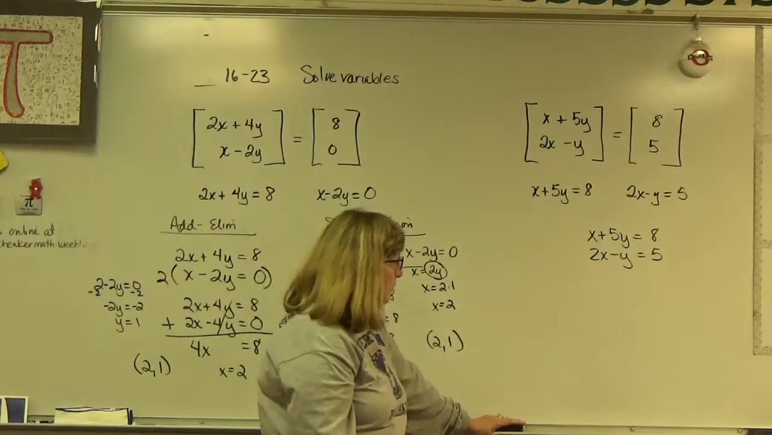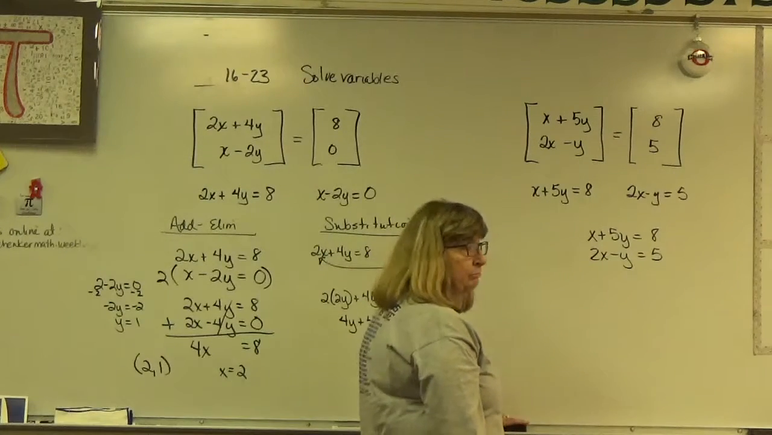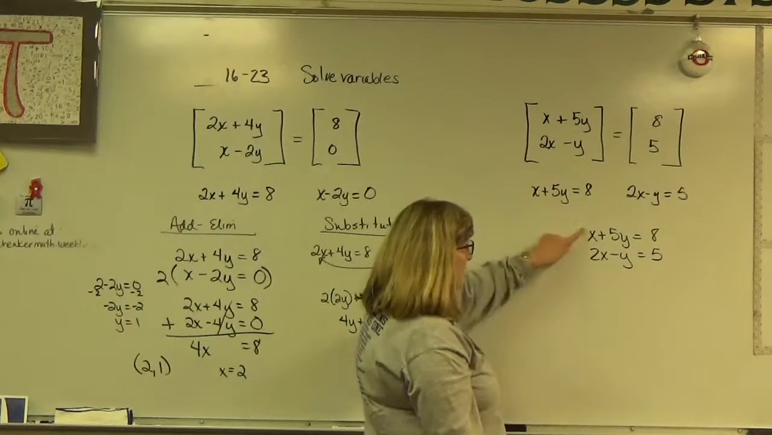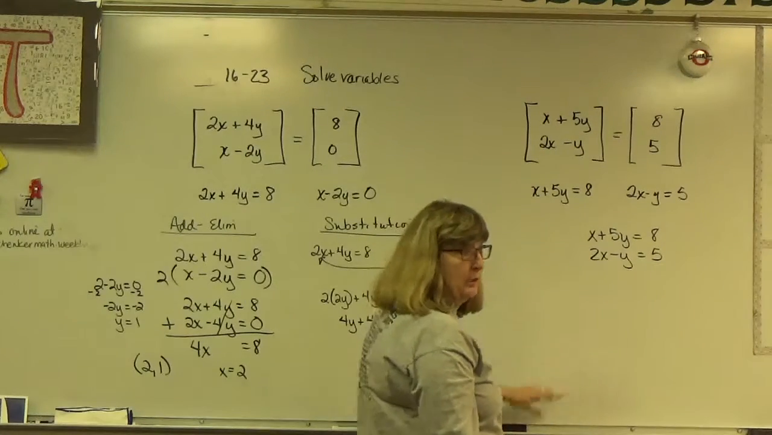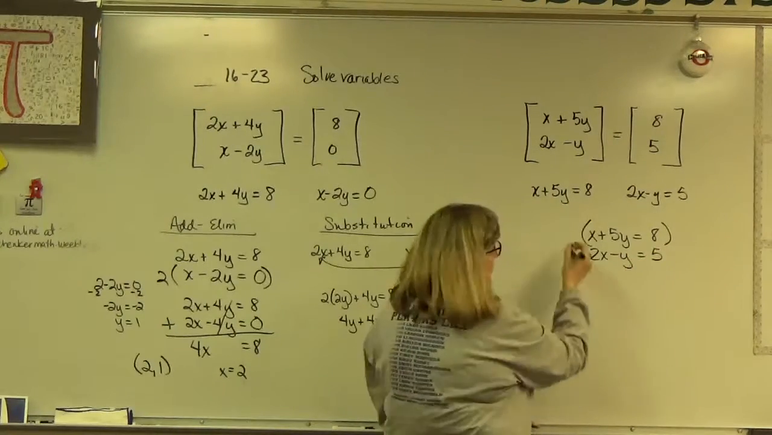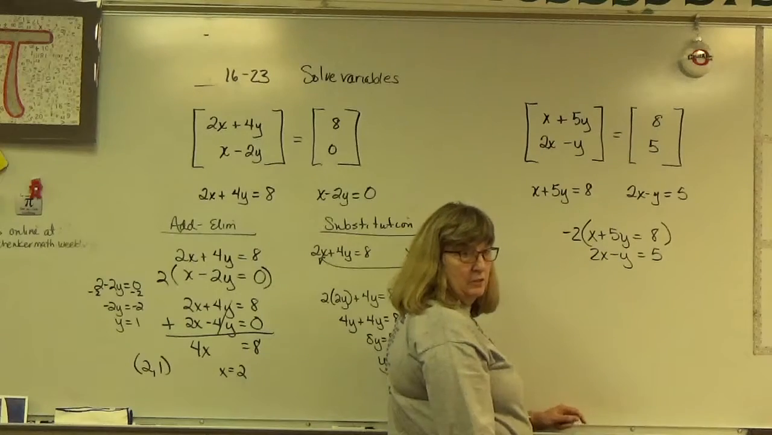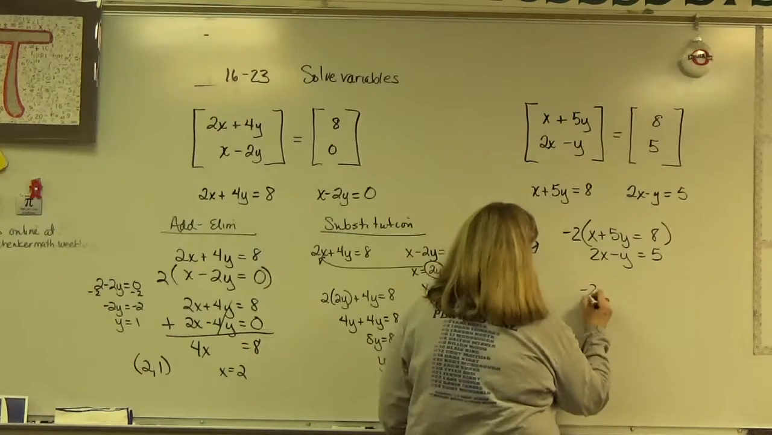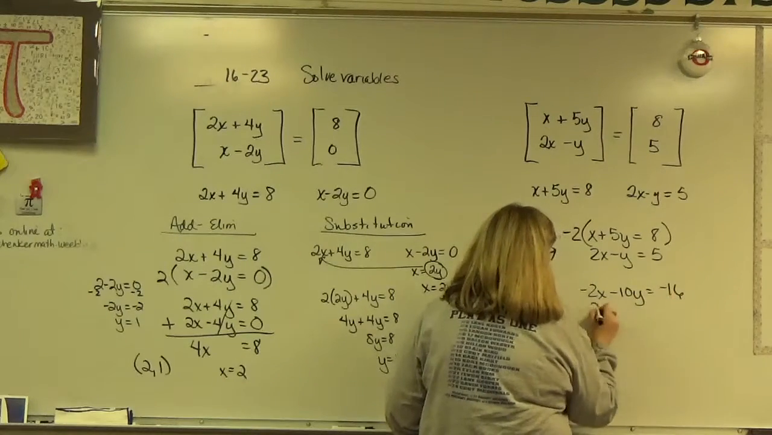And what do we need to do to either of them to get rid of one of the variables? Multiply the top by -2. You can multiply the top by -2, or you can multiply the bottom one by 5. Either way would work. You could also multiply by 1/2, but then you'd be working with fractions. I think I'll take the first method I heard. Multiply the top by -2. Is everybody agreeable there? So -2x minus 10y equals -16.